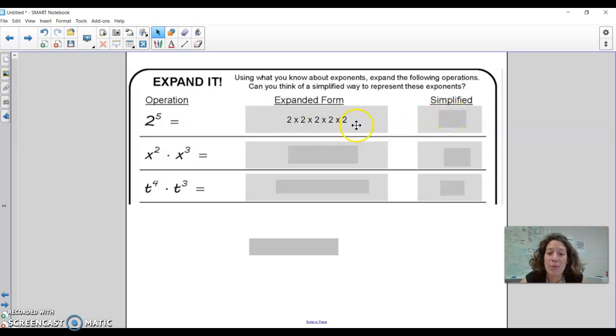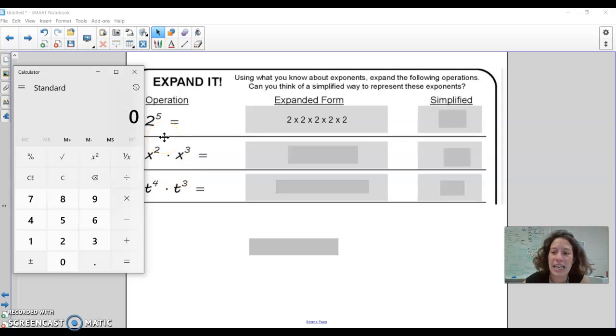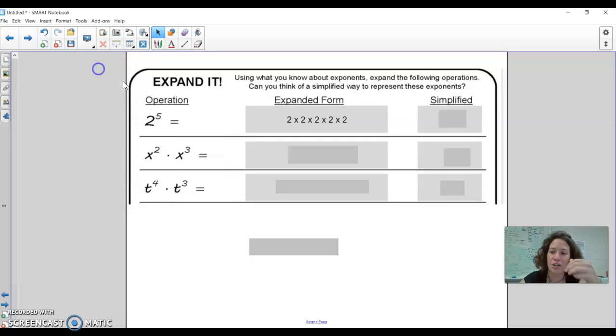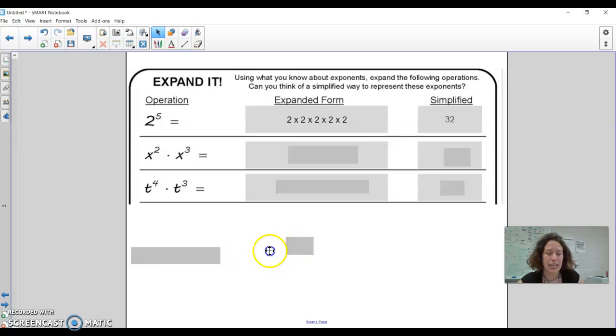And then if I wanted to simplify this, all I need is a handy dandy calculator. I'm going to multiply it 5 times. So we'll check this out. 2 times 2 times 2 times 2 times 2. Did it 5 times, and I get 32. So I see my simplified answer is 32. Beautiful. Now, same thing here.